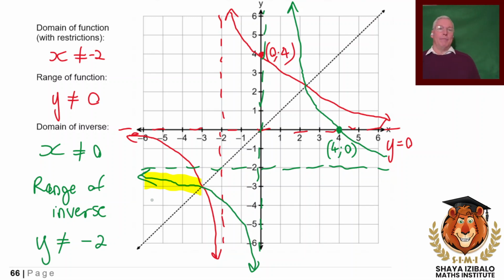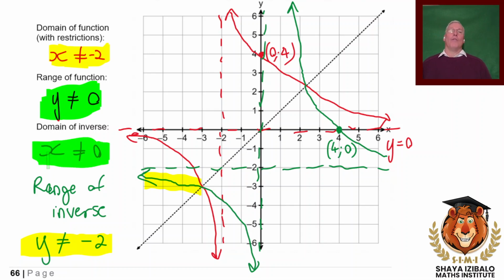And just as we did last time, notice that the domain, the things that we're allowed to put into our function, everything but 2, those are all the things that we can get out of our inverse. So the domain of the function, not equal to -2, is the range of the inverse. And the range of the function, not equaling 0, is the domain of the inverse. This is always the case.